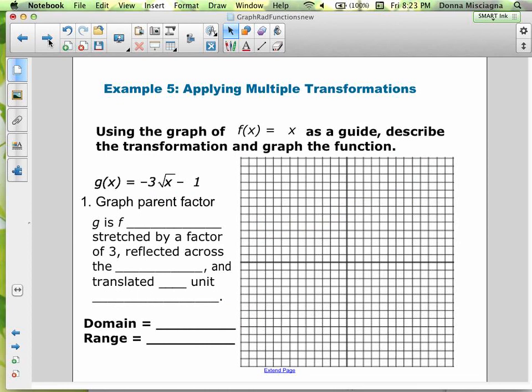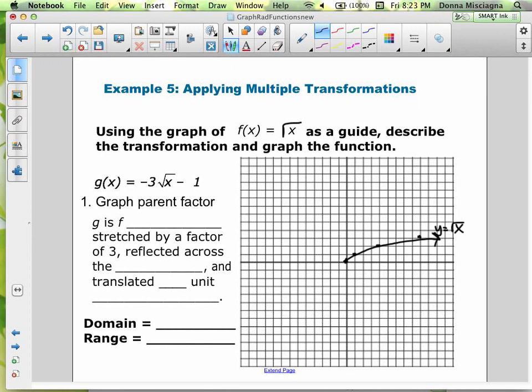All right, so we want to use the graph of the square root of x as a guide to graph our function here. We have a couple things going on here. Let's graph our base graph first: 0, 0, 1, 1, 4, 2, 9, 3, and graph. There we go. There's y equals the square root of x.